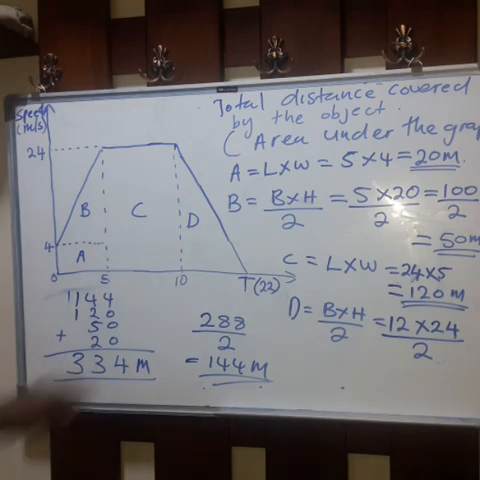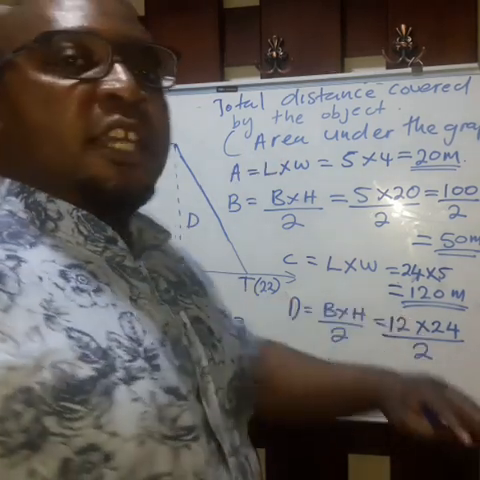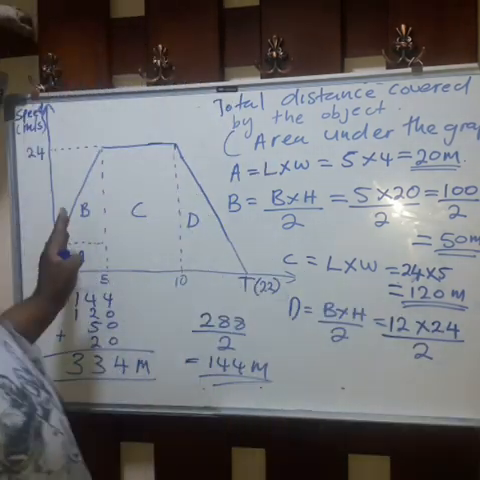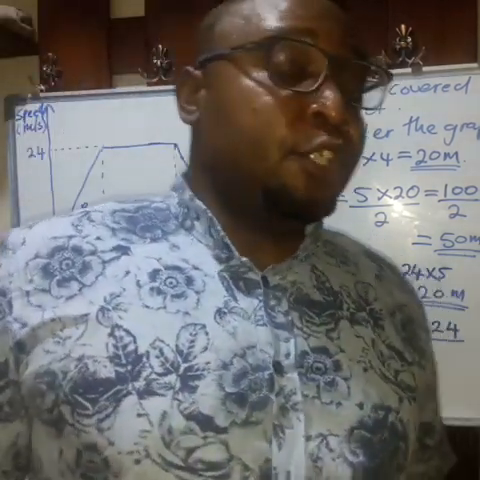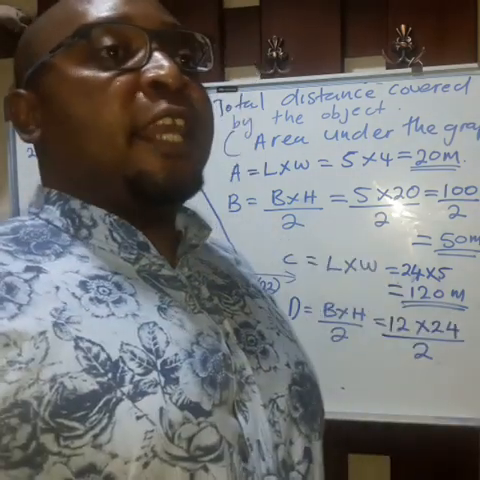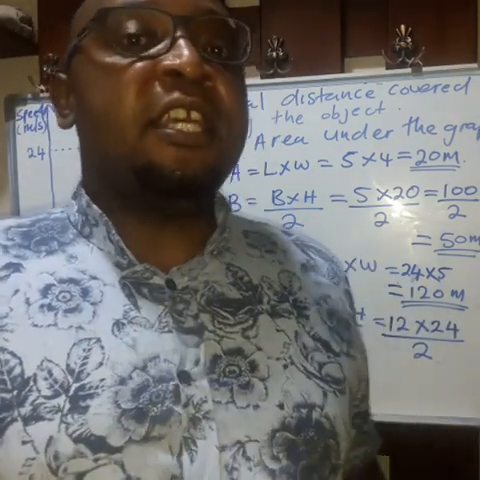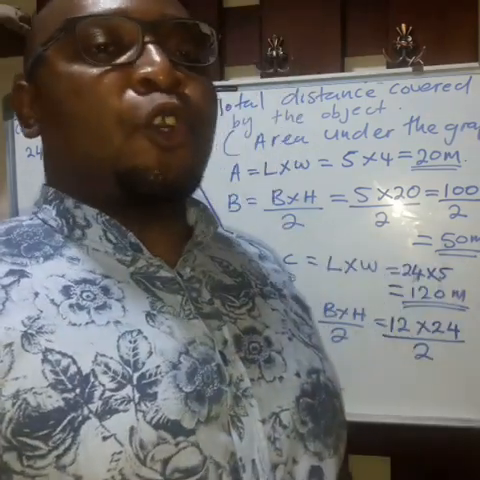So after calculating the respective areas, you then have to add them together to calculate the total distance covered by the object. So I hope you really enjoyed. Today we talked about acceleration, finding the value of t, right, given a value of deceleration, as well as calculating the total distance.